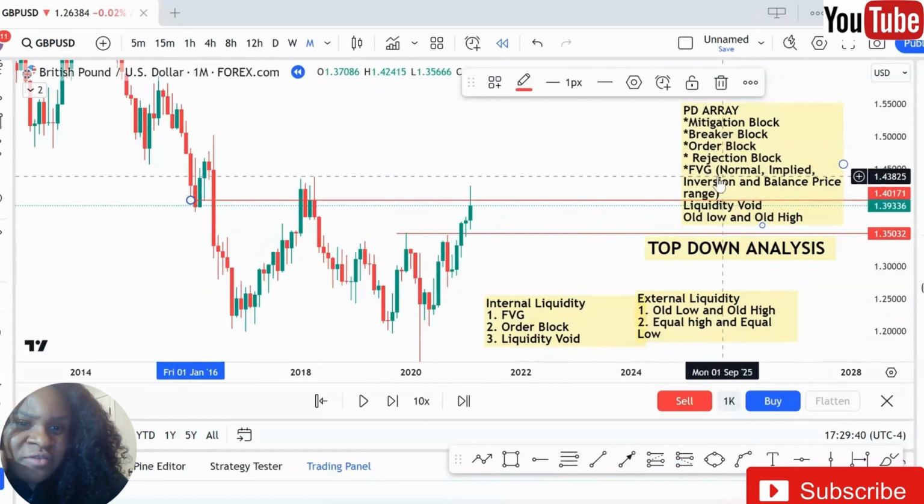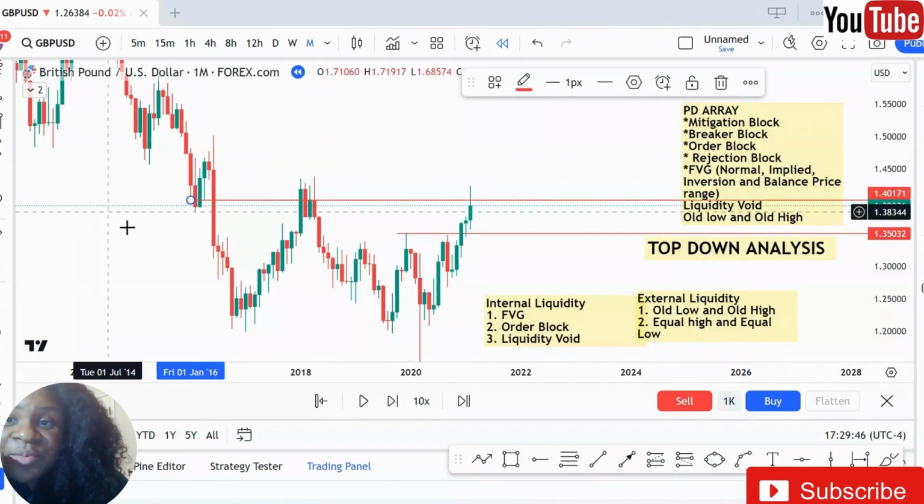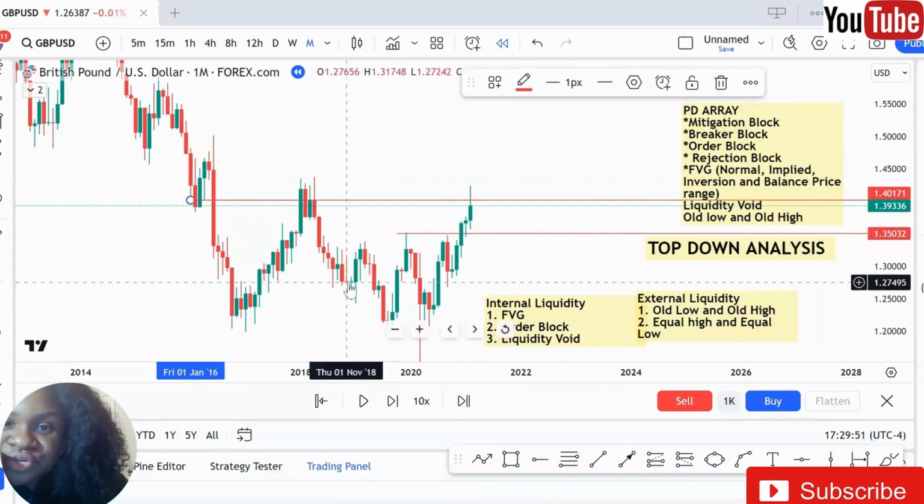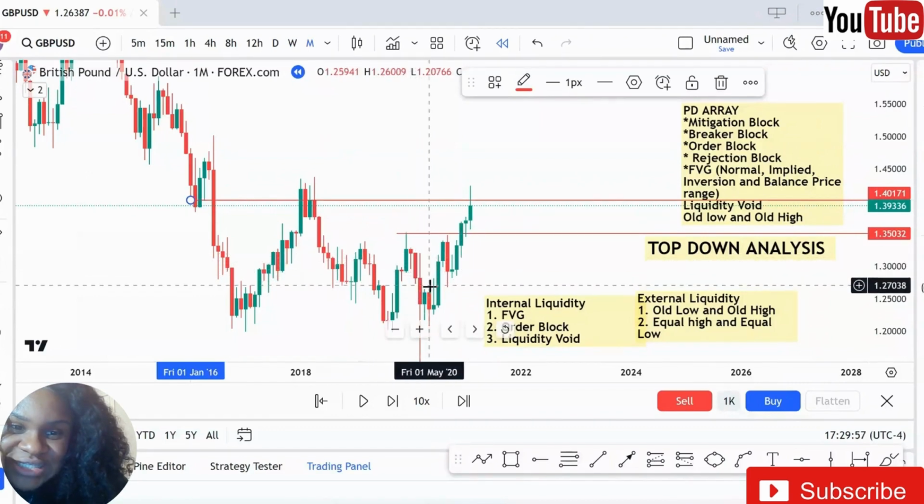Is there a fair value gap? Now, fair value gap has four types. I do this to remind myself every time. There's a normal fair value gap, which is this fair value gap. We have the implied fair value gap. I will show you one when I see one. Okay, this is an implied fair value gap where the body is up and the whole body is up, but it's only the wick that is inside.